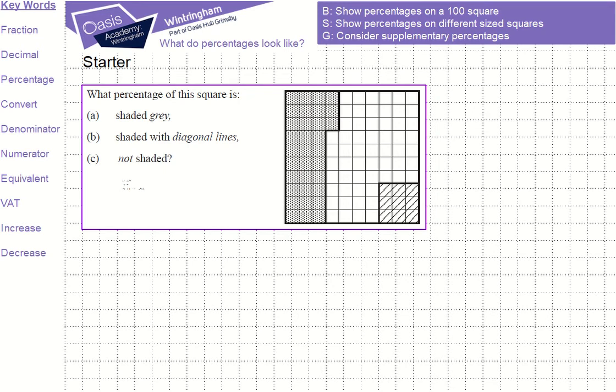Okay, the starter. What I would like to do is look at the diagram, count how many squares that you see, and can you tell me what percentage of the square is shaded grey, shaded with diagonal lines, and not shaded? So the grey bit will be this bit here, the diagonal lines will be this bottom right part, and then not shaded will be blank. Pause the video while you have a go at the questions and press play when you're ready to see the answers.